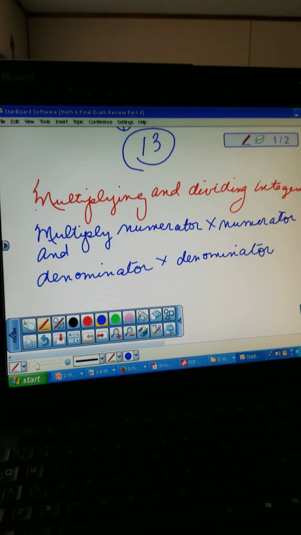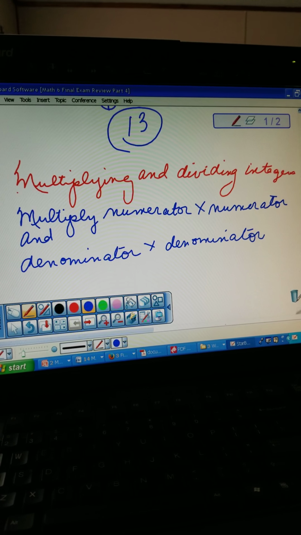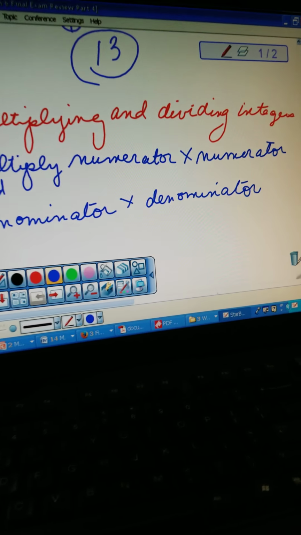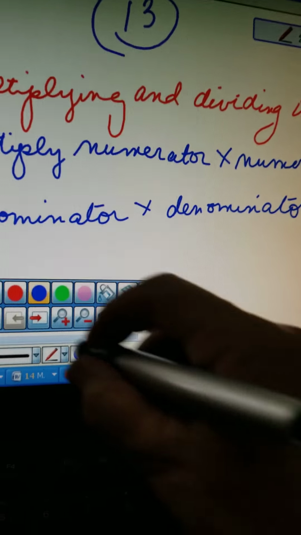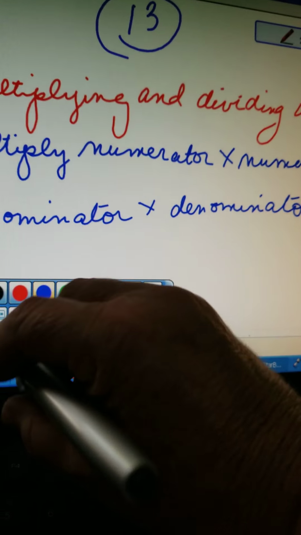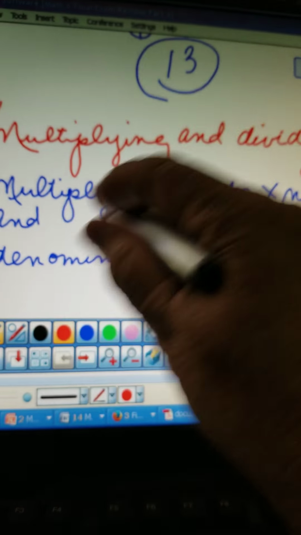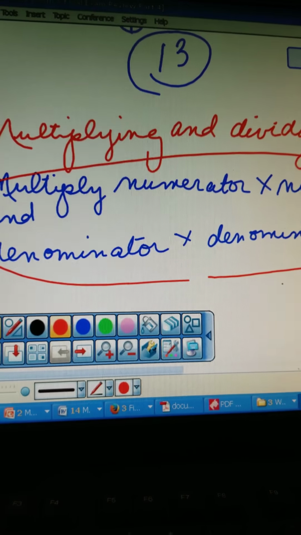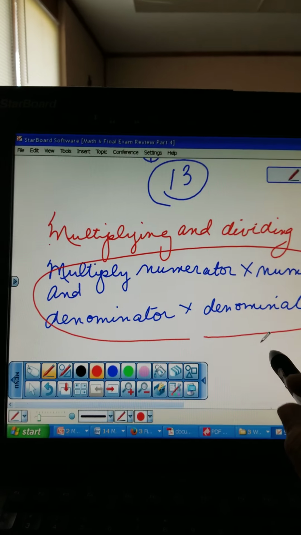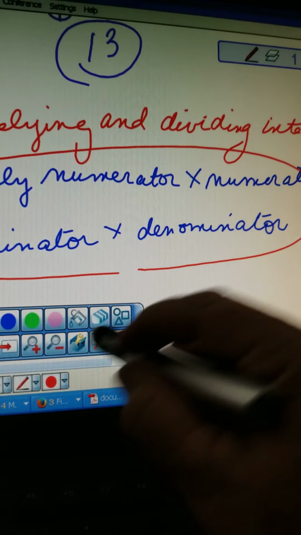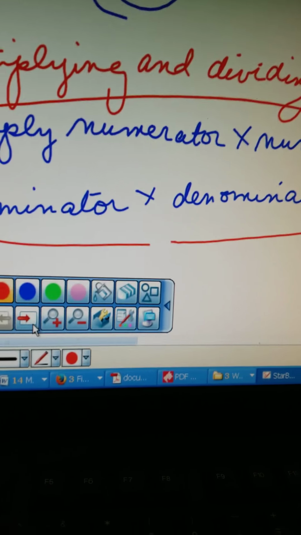Multiplying and dividing integers, same thing. Multiply numerator times numerator and denominator times denominator. So, oh wait. So, this is going back to the fractions. I was having a throwback. But let's multiply and divide integers. Sorry about that. And we have some rules for those as well.